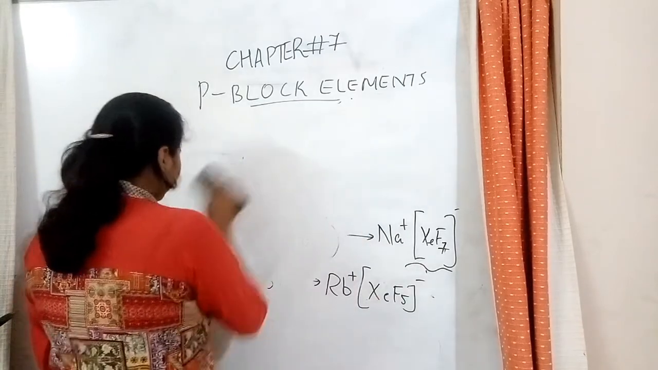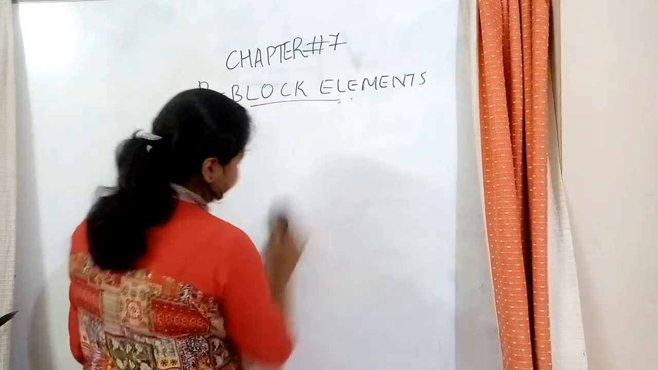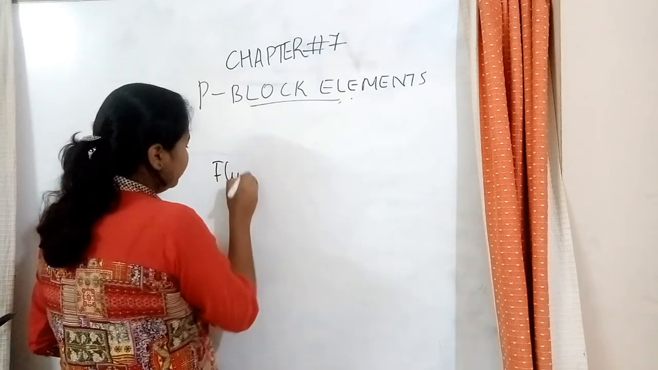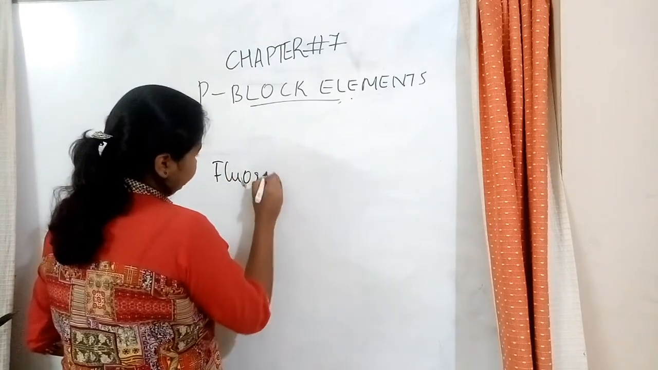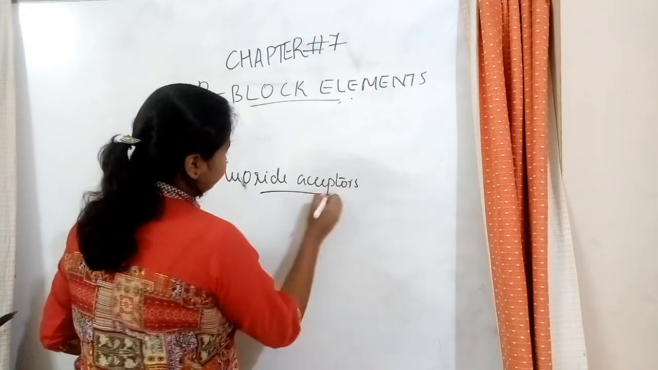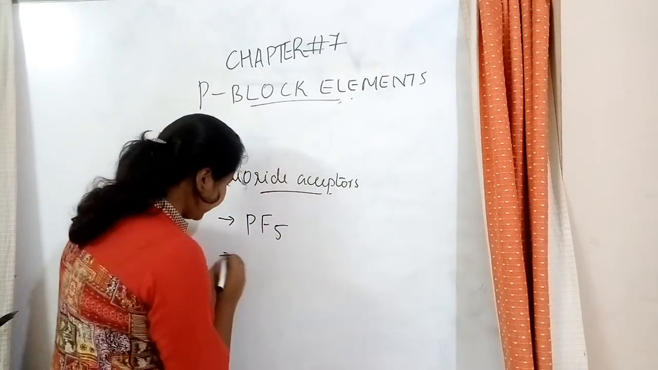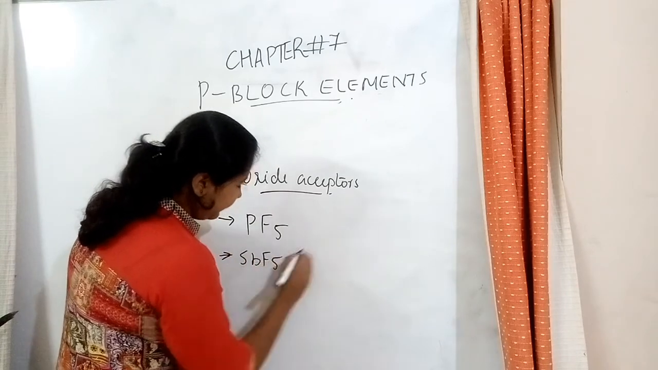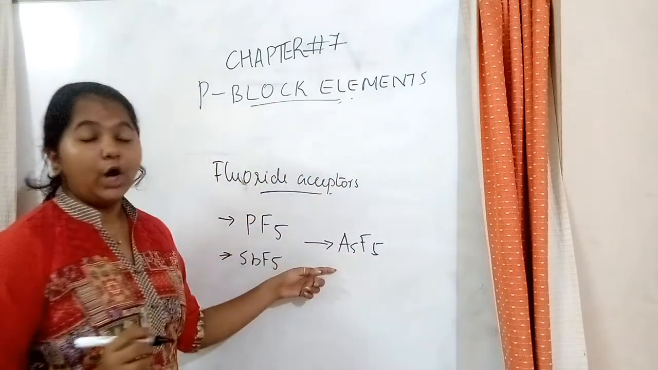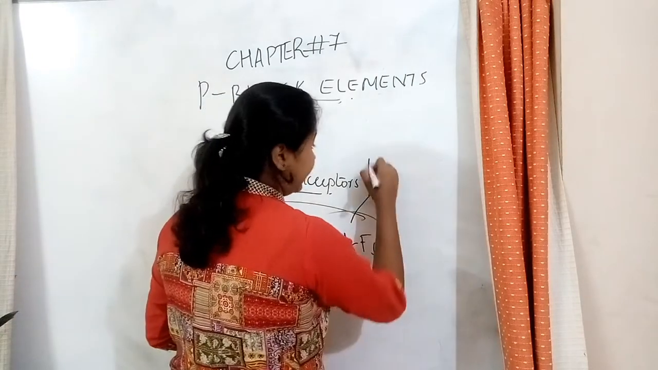Okay, so fluoride acceptors. Let's see the examples for fluoride acceptors and then we will move on. The first example is PF5. Second one is SbF5. The third one is AsF5. These are all non-metals and therefore these are known as non-metal fluorides, non-metallic fluorides.